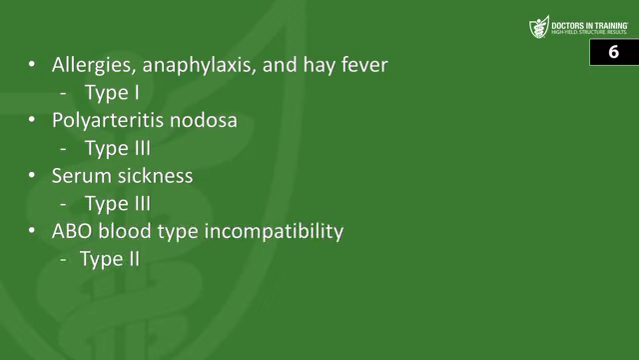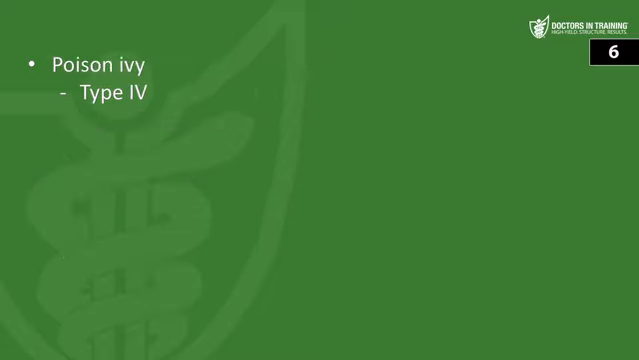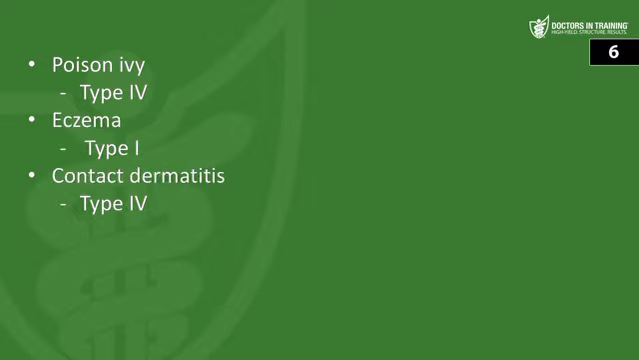ABO blood type incompatibility? That would be type 2. Poison ivy is type 4. Eczema is type 1. Contact dermatitis is type 4. And Goodpasture syndrome, that's type 2.